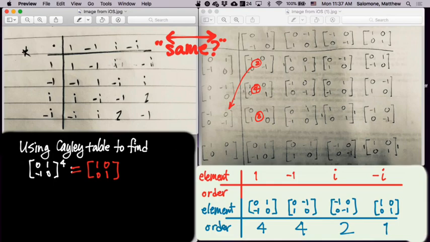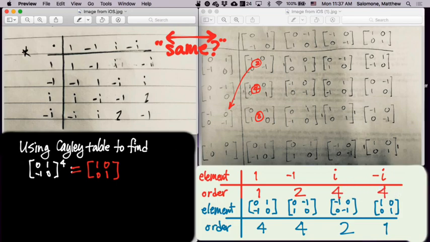Tell me about the complex numbers group. What was the order of 1 under the multiplication of complex numbers? 1. That's the identity element in that group. Negative 1? 2. And the orders of i? 4. And minus i? 4. Also 4.